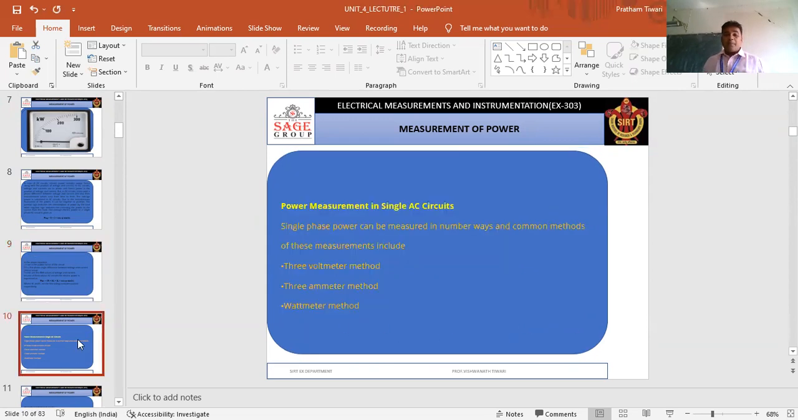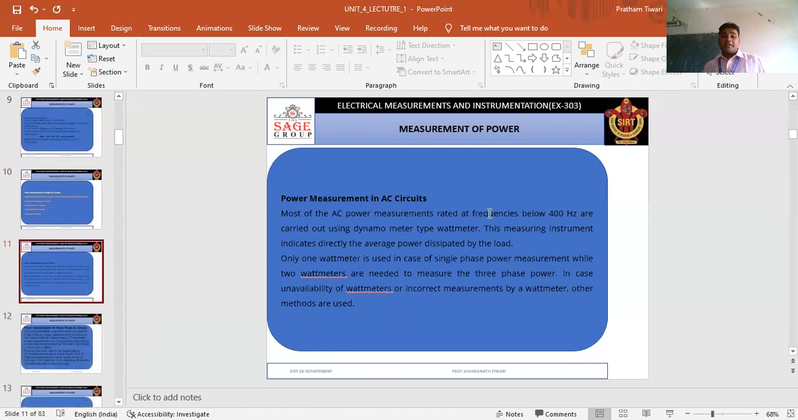Now, power measurement in AC circuit. Single phase power can be measured in two ways. The common methods of measurement are three methods: the three wattmeter method, the three voltmeter method, and the three ammeter method.